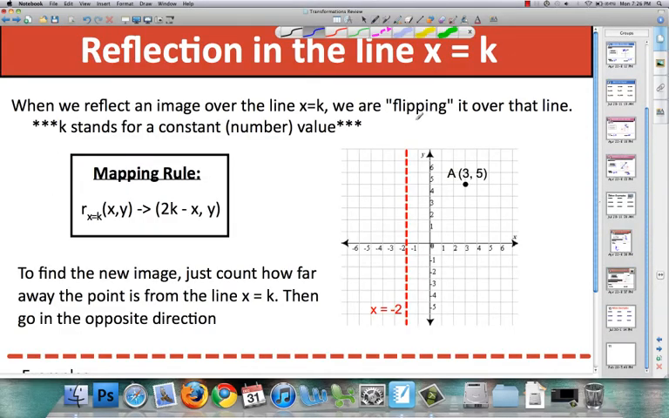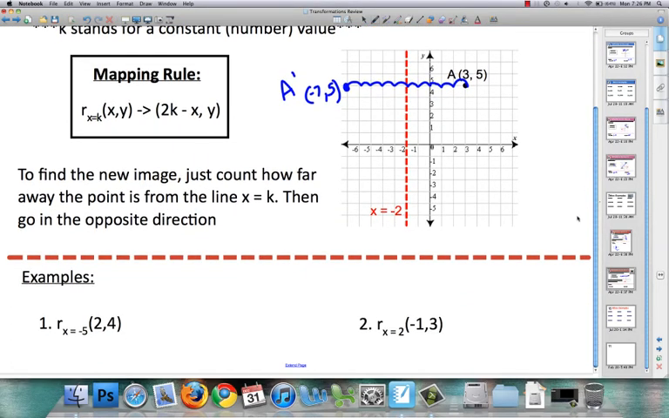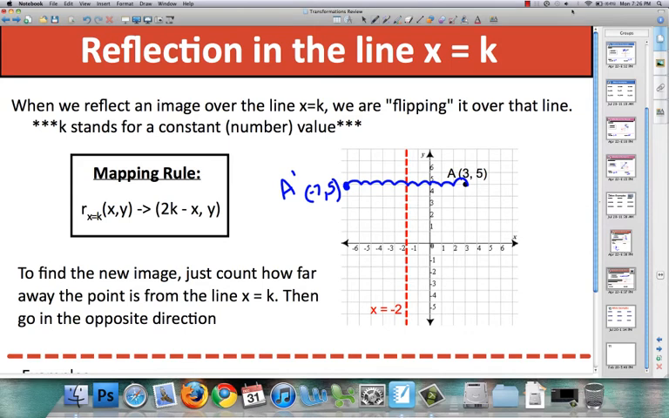A reflection in the line x = some constant follows the same exact rule. So the point (3, 5), if reflected in the line x = -2, just count 1, 2, 3, 4, 5. 1, 2, 3, 4, 5. So that point is -7, comma 5. A prime is (-7, 5). And I'm not going to do more examples because I think you get the idea. So that would be reflections.